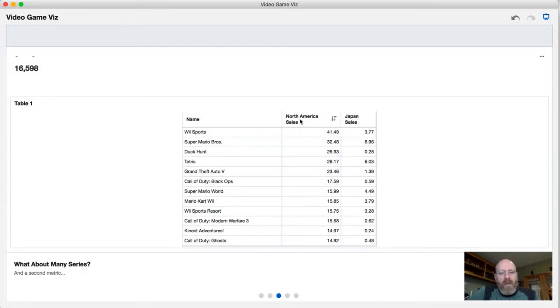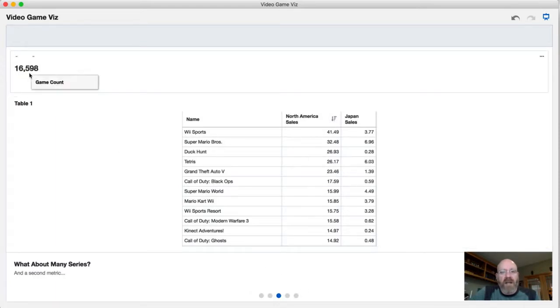And if I want to compare North America sales with Japanese sales and try to understand which games are high in both North America and Japan, or which games are popular in North America but not Japan, or vice versa, how would I do that? A bar chart trying to list 16,598 items is not going to work so well. So what can I do?